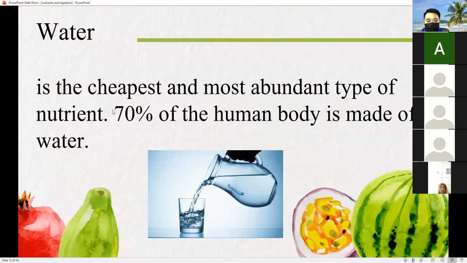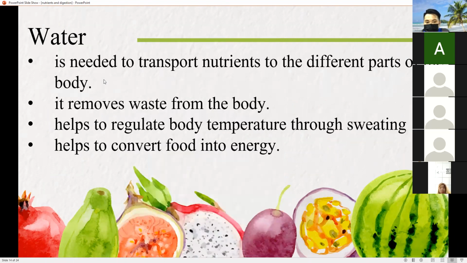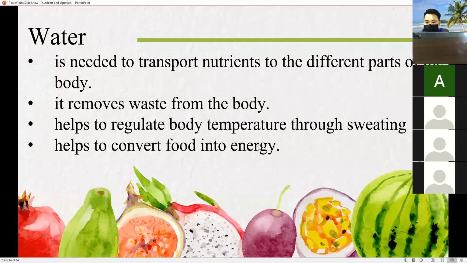So water is the cheapest and most abundant type of nutrient. 70% of the human body is made of water. Water is needed to transport nutrients to the different parts of the body. It removes waste from the body also. It helps to regulate body temperature through sweating. It helps to convert food into energy. So water is one of the most important parts of the nutrients.